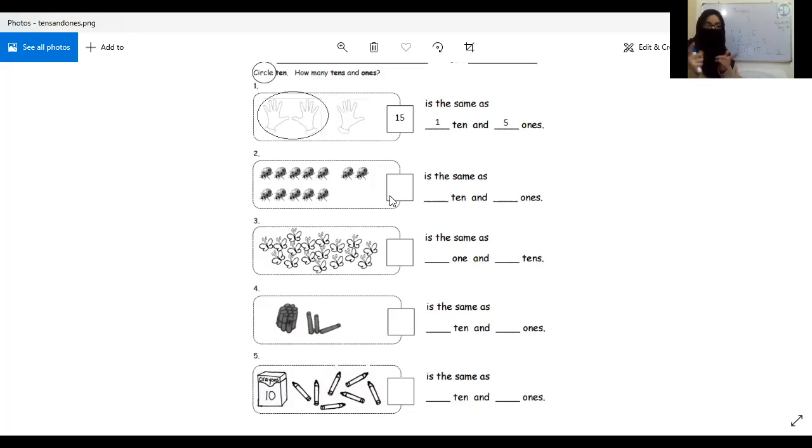Now there is this bundle of pencils or chalks, maybe. Okay, tell me how many tens are there. How many tens can you see? Yes, only one. And then how many ones are there? 3. So the number you will be writing in the square box is 13. And in the first blank, how many tens? 1. And how many ones? 3. Got it? Okay.